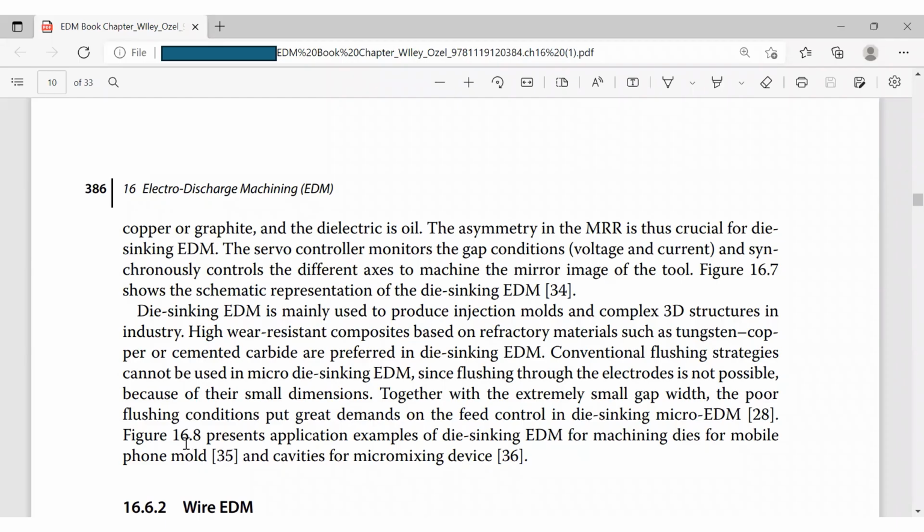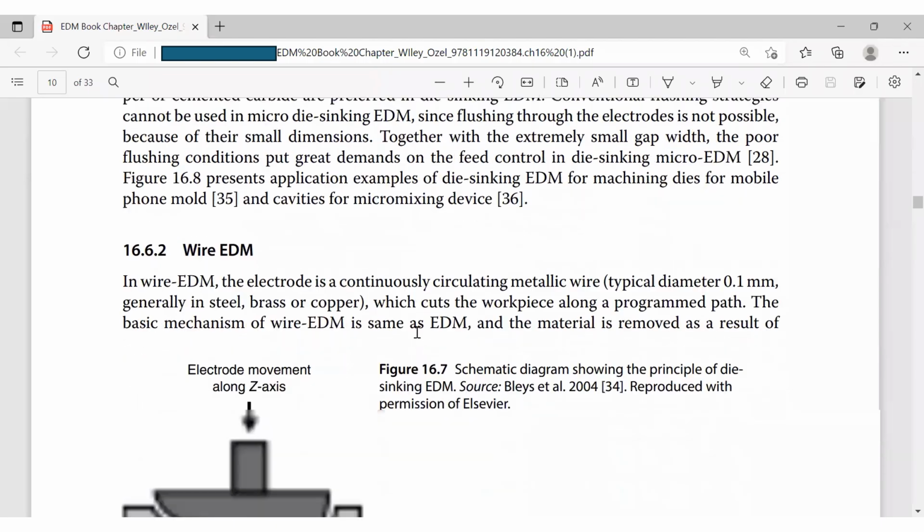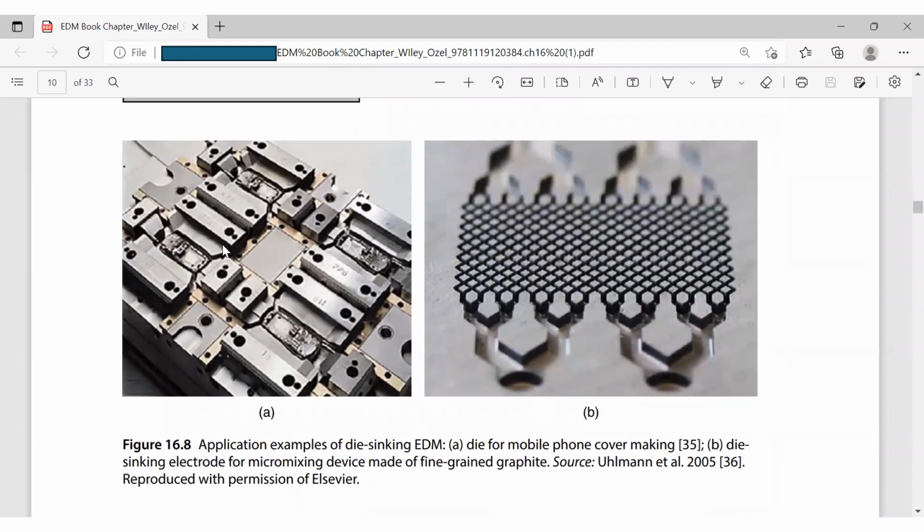Figure 16.8 presents application examples of die-sinking for machining dies for mobile phone molds and cavities for a micro mixing device. So here, see? These are dies for mobile phones, and these dies use die-sinking EDM. Here is the die-sinking electrode for machining the micro mixing device, made of fine-grained graphite.